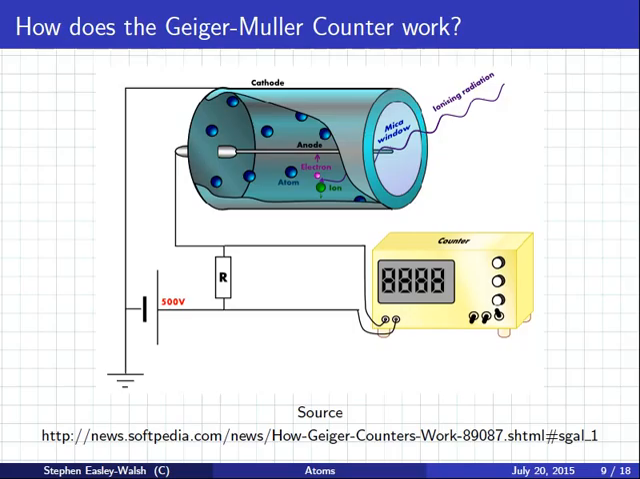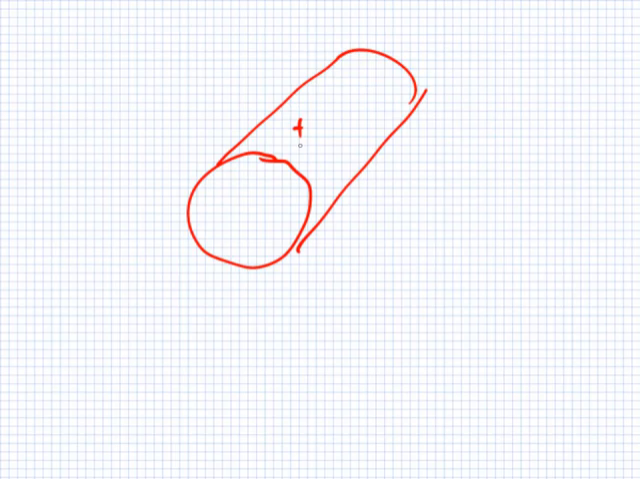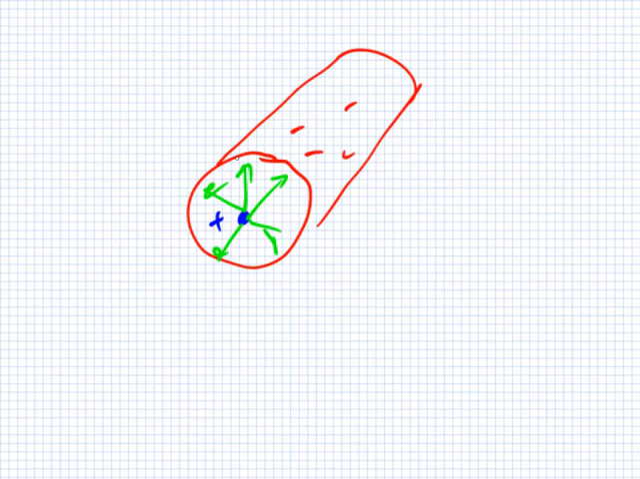Outside. It goes from positive to negative, doesn't it? The plate on the outside is negative, and the inside piece here is positive. So the electric field goes from positive to negative. So it's going outwards, not inwards.